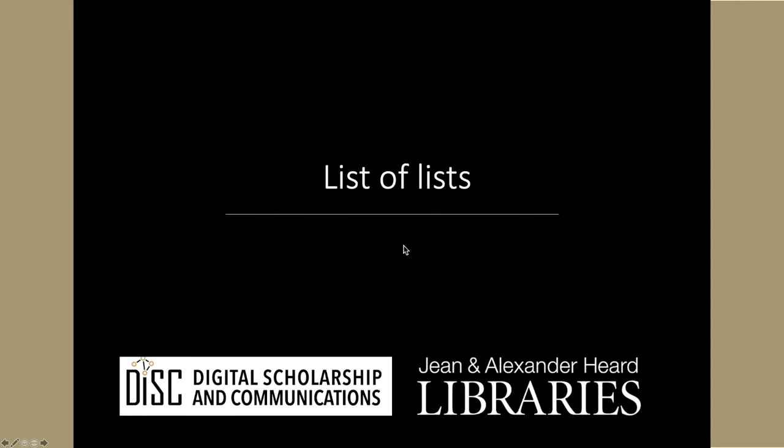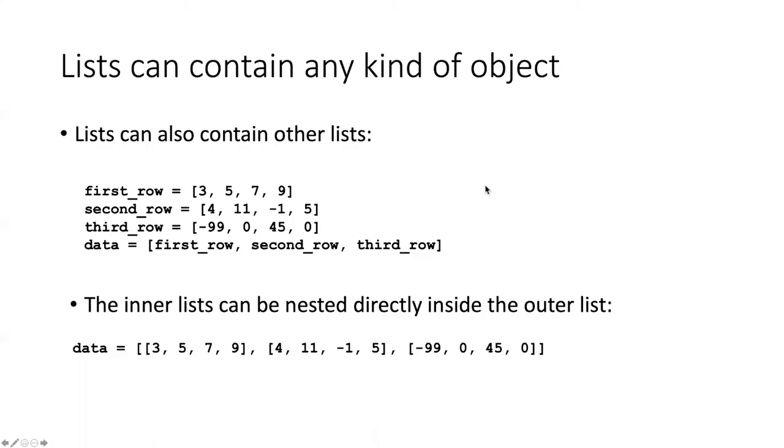We're going to begin the lesson with looking at how you can construct a complex object by making a list that contains other lists. As we noted when we talked about lists, a list can actually contain any kind of object, and one of those kinds of objects is another list. In this example, we assign three different lists to named variables, and then we create a new list that consists of those three named variables.